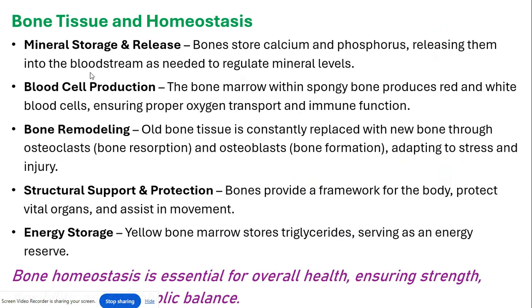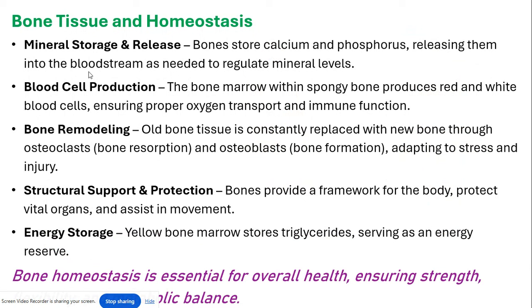All right, so bone tissue and homeostasis. Mineral storage and release: bones store calcium and phosphorus, releasing them into the bloodstream as needed to regulate mineral levels, right? Blood cell production: the bone marrow within the spongy bone produces red and white blood cells, ensuring proper oxygen transport and immune function. Bone remodeling.